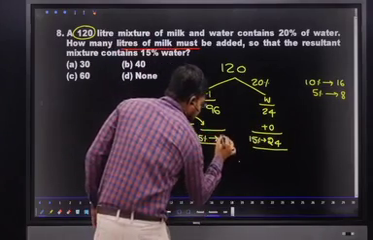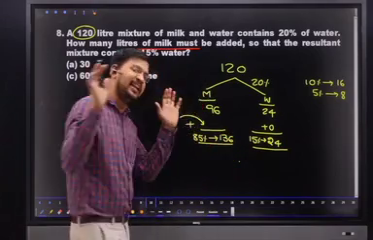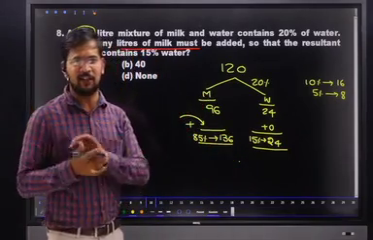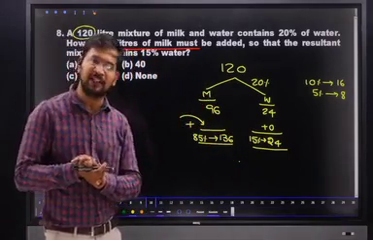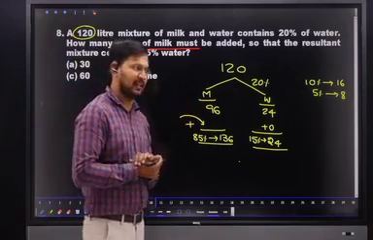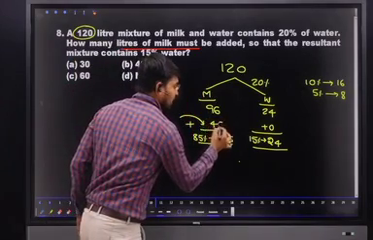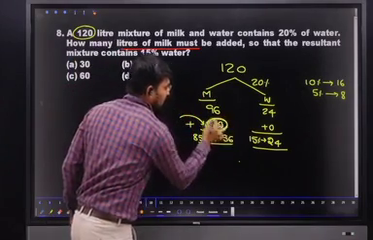So 85% is nothing but 136. Finally, I need 136 liters of milk. In the original mixture, how many liters of milk is there? 96 liters of milk is there. Now, how much do I need to add? 40 liters.